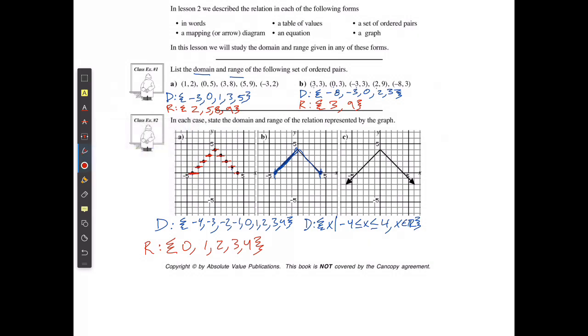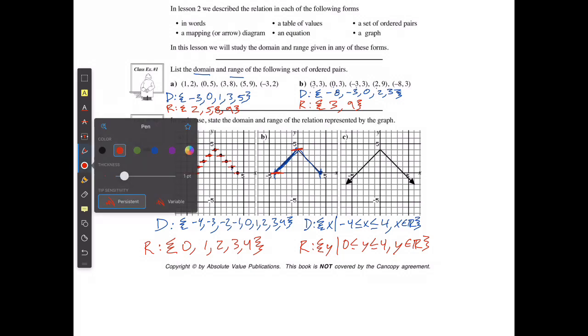The range is going to look pretty similar. It's going to be represented by y, and I'm going to say the lowest point is 0, the highest point is 4, so 0 is less than or equal to y, which is less than or equal to 4, where y can also be any element from the set of real numbers.